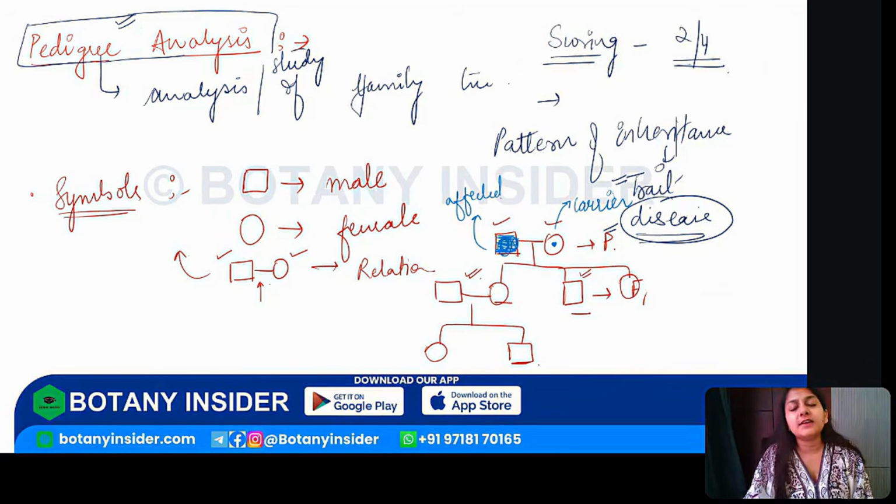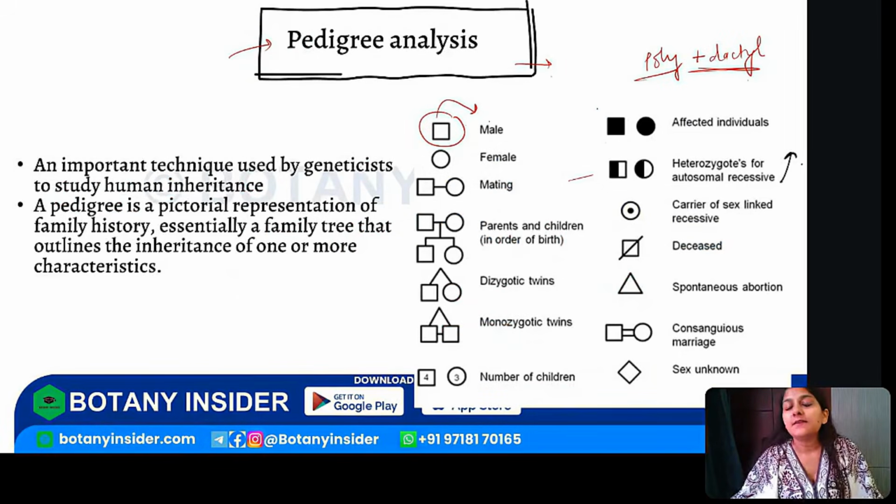Very, very important, very easy as well. If you solve a few questions, you will not face difficulty in understanding all of these things. So affected, when the entire box is colored like this, see over here, if it is completely colored like this, it is your affected individual. And if it is a carrier, it is with a dot.